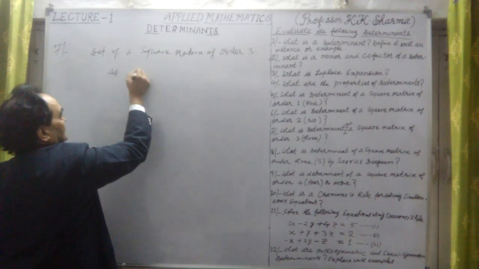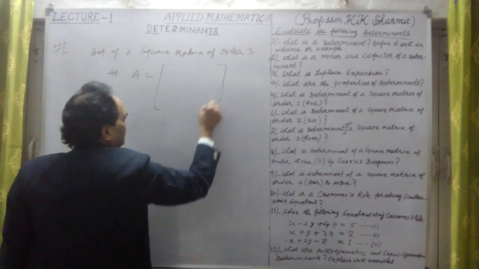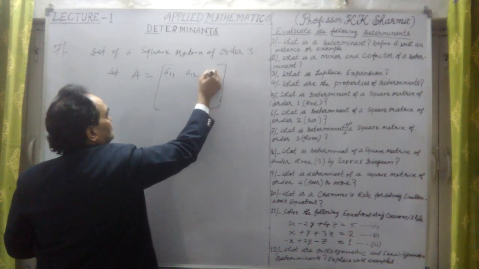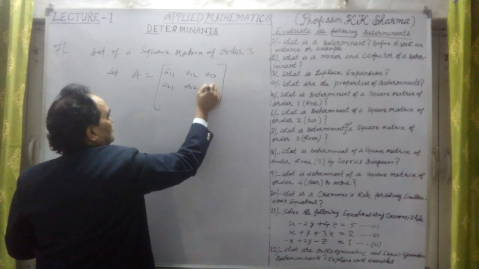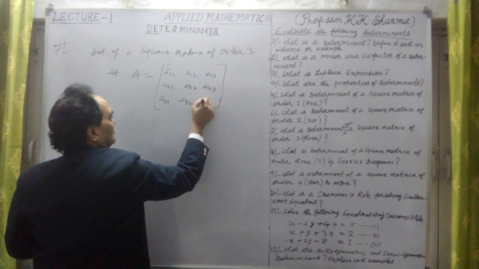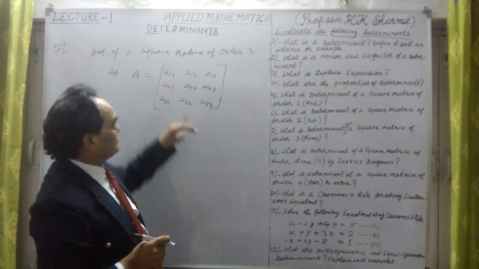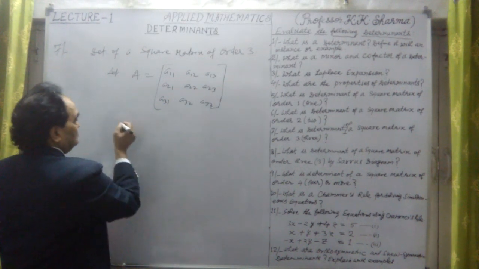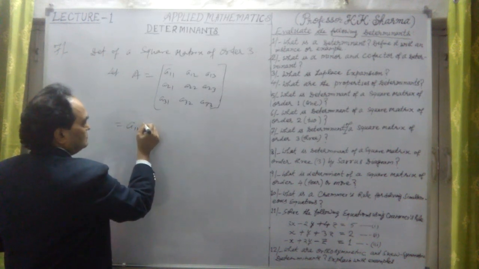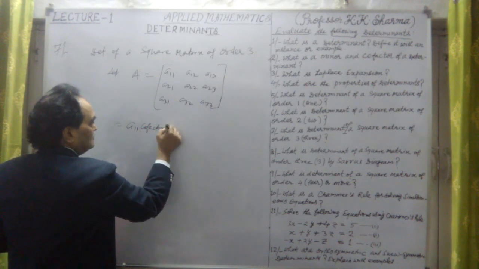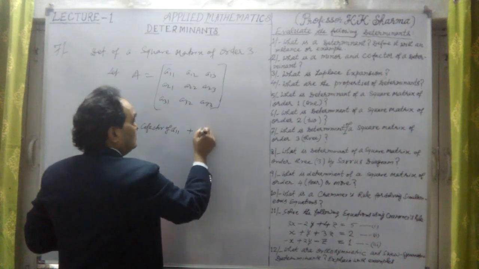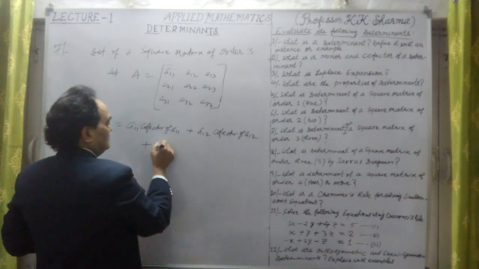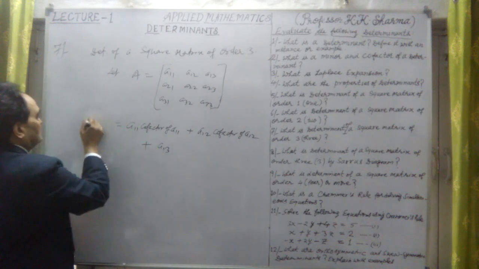Okay, I have already explained this a number of times, but let me again write it down. A11, A12, A13, A21, A22, A23, A31, A32, A33. So how do we find the value? With respect to the elements lying in the first row, we write the cofactors of those. So the answer will be A11 into cofactor of A11, plus A12 into cofactor of A12, plus A13.